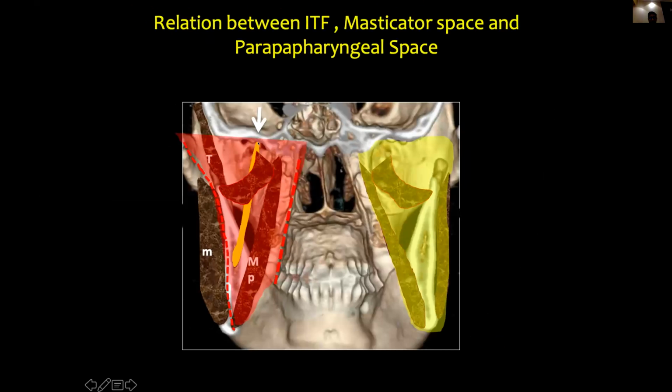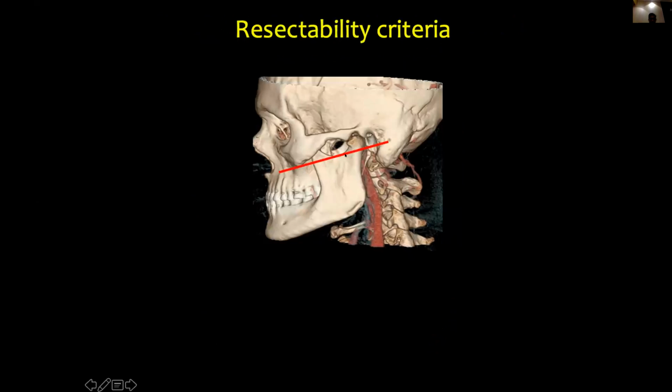This is a line diagram again showing the medial and the lateral pterygoid, which form part of the red colored area, the infratemporal fossa. But if you include the mandible and the masseter muscle, the yellow one is represented by the masticator space, and you have excluded the parapharyngeal space. So the parapharyngeal space is excluded from the masticator space.